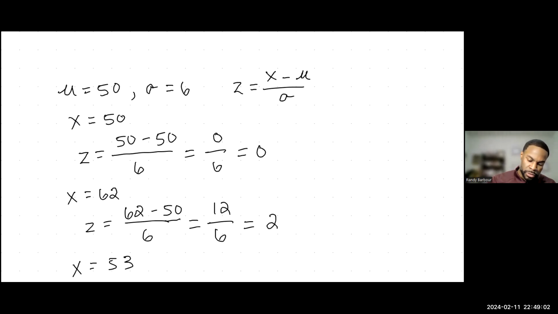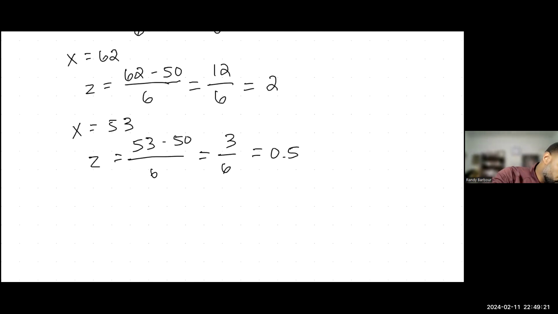Z equals 53 minus 50 over 6. So this should be 3 over 6. This would be 0.5. Okay. And since we have some that are, so that's their last one, let me go down.